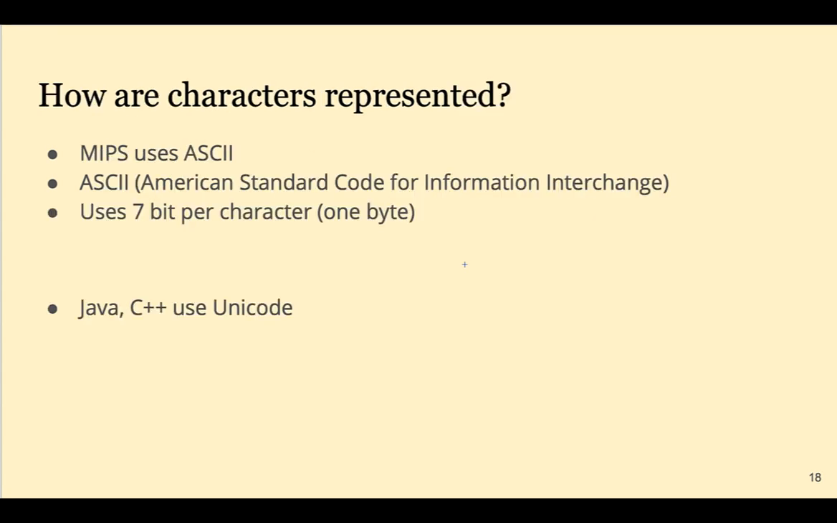So we've seen how unsigned and signed integers are represented. How are characters represented? The assembly language we'll use, MIPS, uses ASCII representation. ASCII has been around for about 50 years. It stands for American Standard Code for Information Interchange, and it can represent everything that you see on a standard keyboard. It uses 7 bits per character, really 1 byte, and this was adequate until the age of the Internet. Then we needed to be able to represent all of the languages, and that led to the development of Unicode.